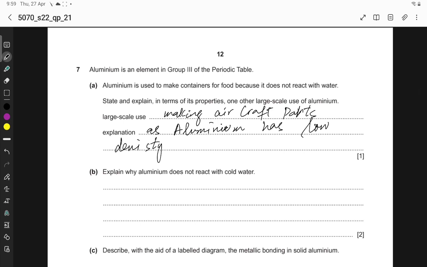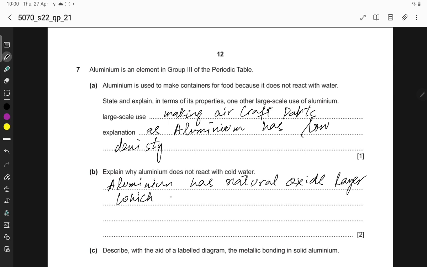Explain why aluminium does not react with cold water. Aluminium has a natural oxide layer which is impermeable to water.